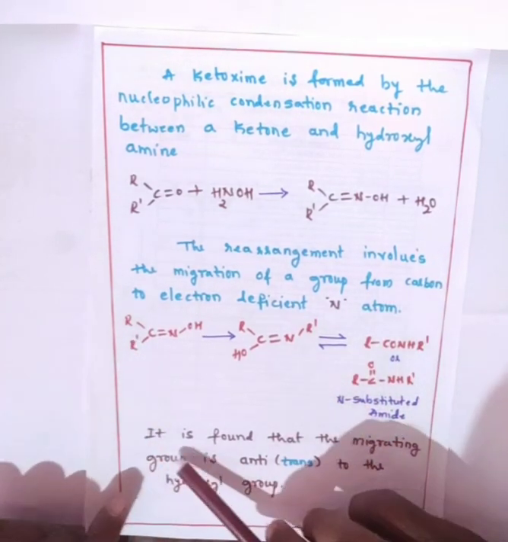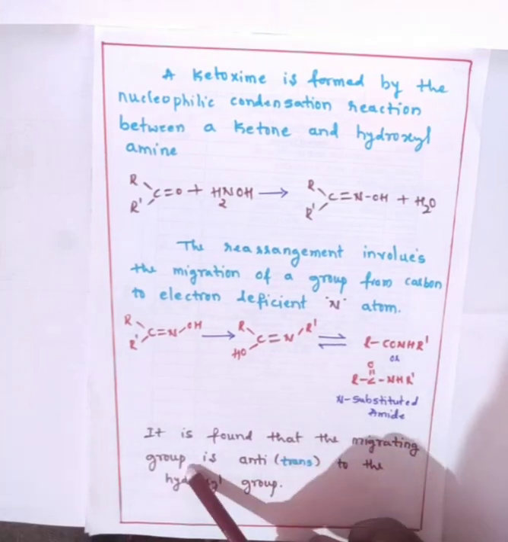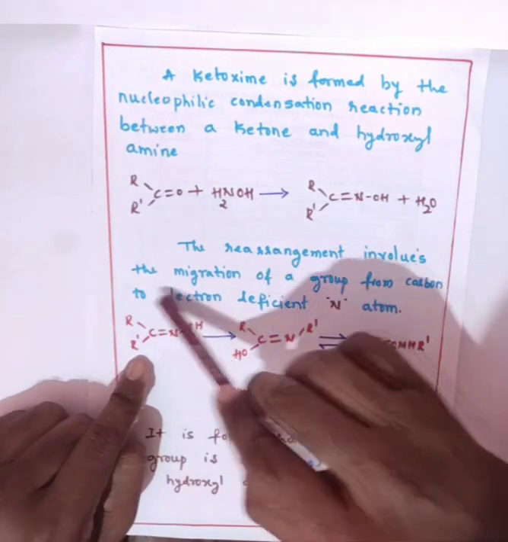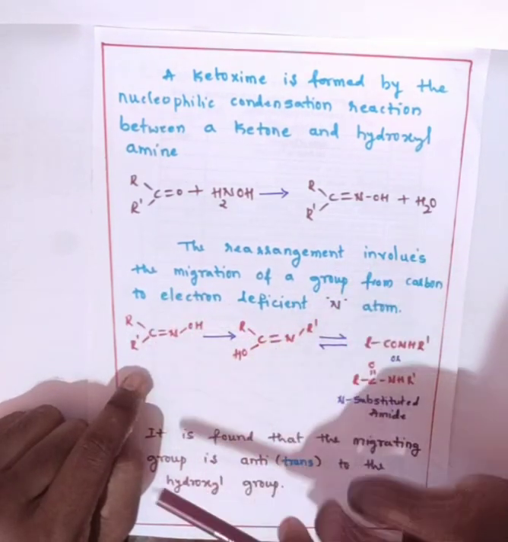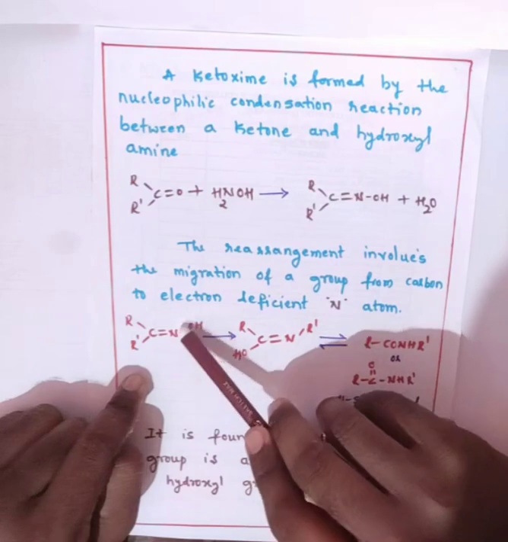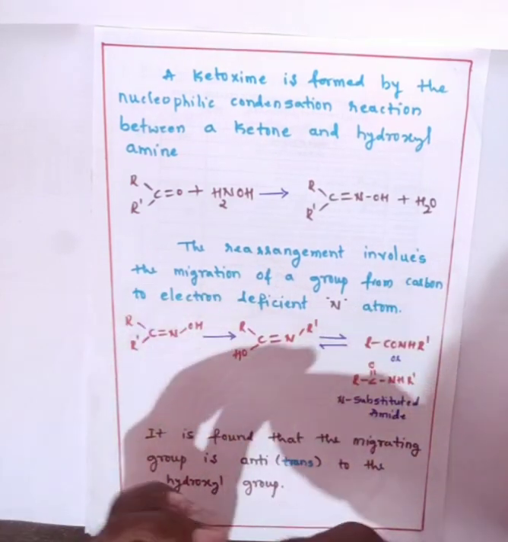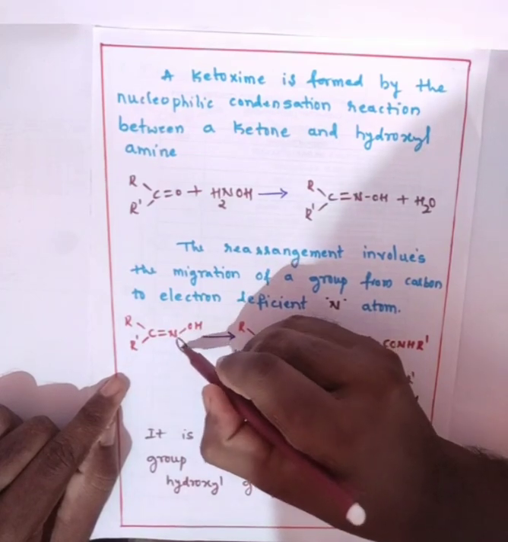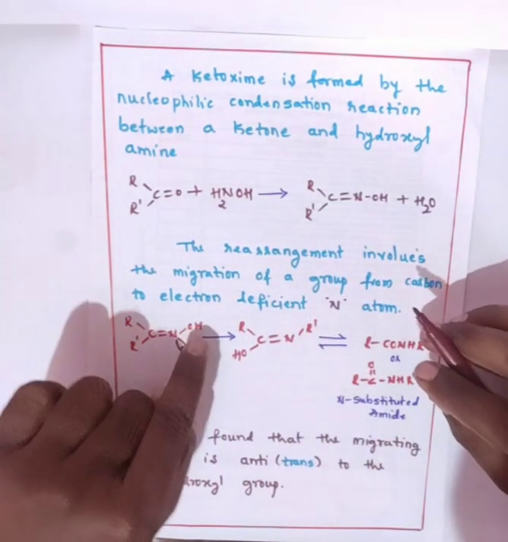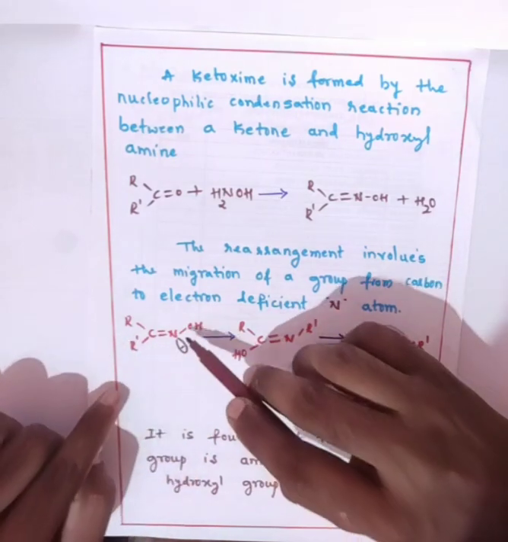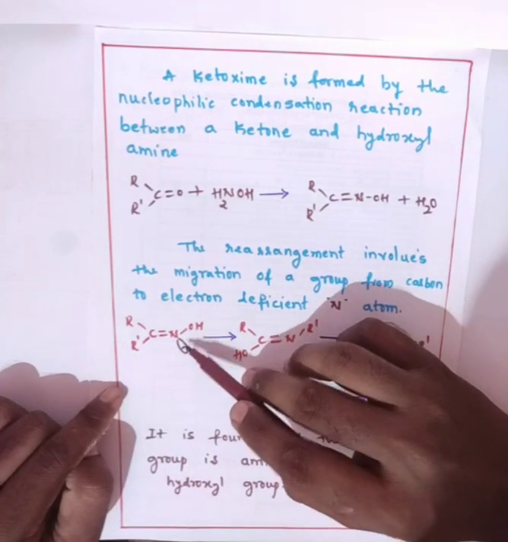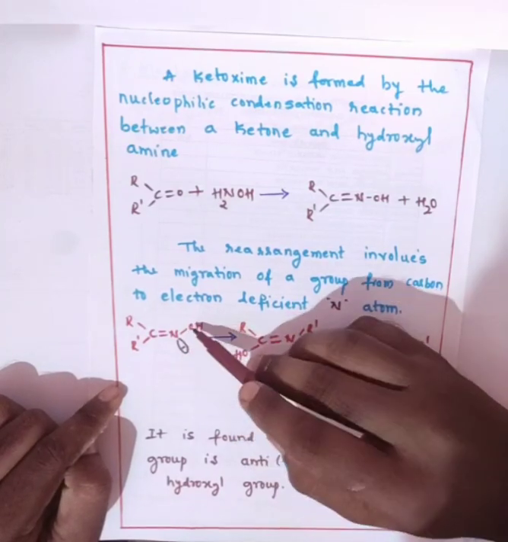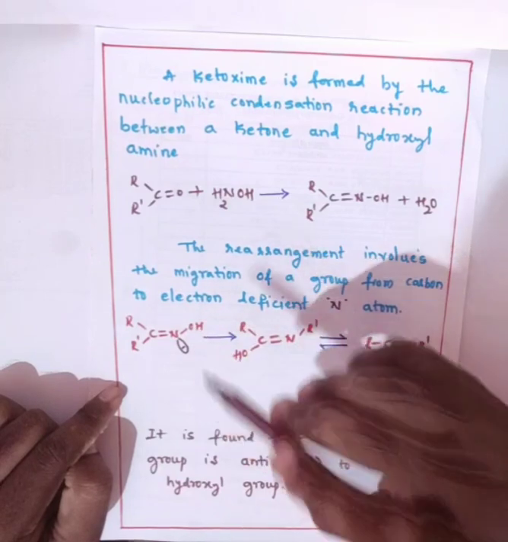It is found that the migrating group is anti to the hydroxyl group. Here we see the structure of the ketoxime, which I have written at one corner. This nitrogen atom has a lone pair of electrons, and the hydroxyl group is present at one particular corner because of the repulsion between the lone pair and the bond pair.